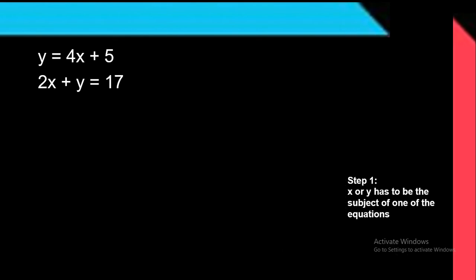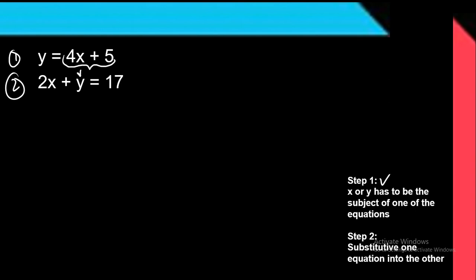Okay, so again, step 1, are any of the equations in y equals something or x equals something? Well, yes, equation 1 is. So I'll label them 1 and 2. Okay, so that's done. Then step 2 is substitute that into the second equation. So again, I know what y equals. I'm going to substitute it into here.